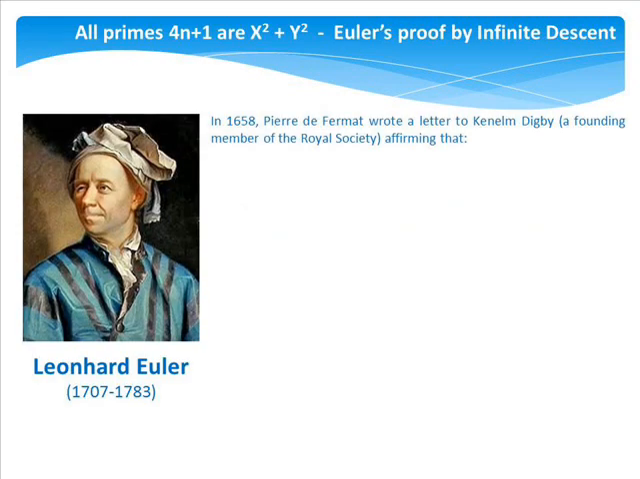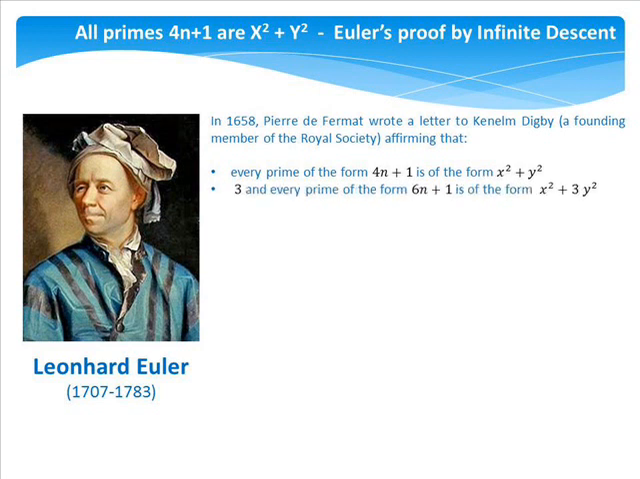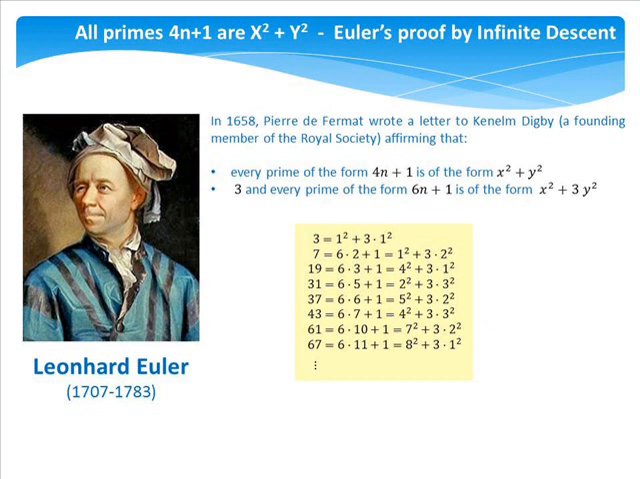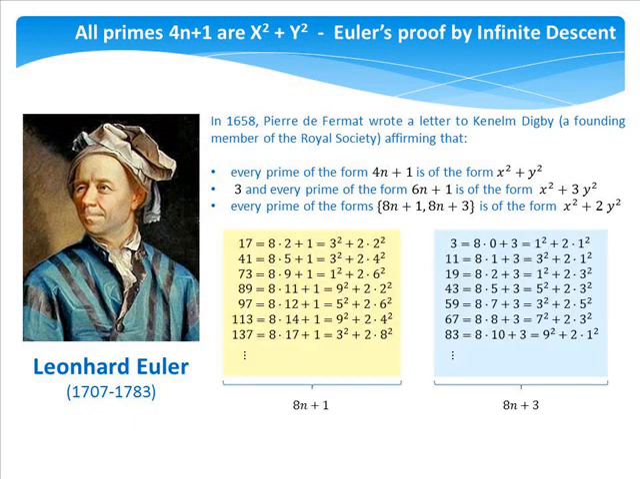In 1658, Pierre de Fermat wrote a letter to Colonel Digby, a founding member of the Royal Society, affirming that every prime of the form 4n+1 is of the form x squared plus y squared. That 3 and every prime of the form 6n plus 1 is of the form x squared plus 3 times y squared. That every prime of the forms 8n plus 1 and 8n plus 3 is of the form x squared plus 2 times y squared.